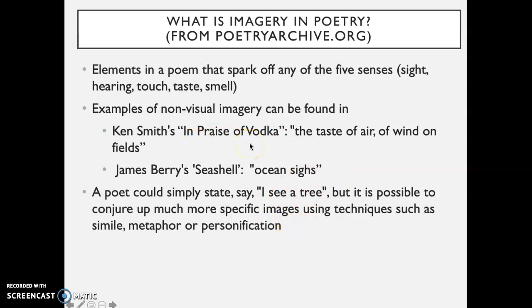In terms of writing poetry and imagery and why it's important, a poet could simply say, "I see a tree." But if we use images and if we use techniques like simile, metaphor, personification, when we're using these images, you can create so much more emotion and detail and vividness. And this is really how you get those aha moments in your poems.